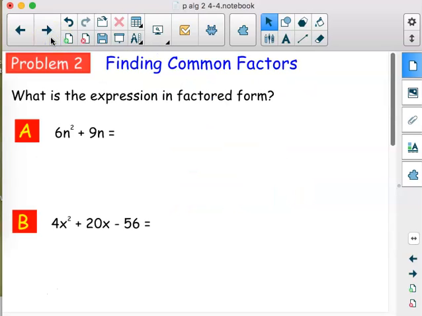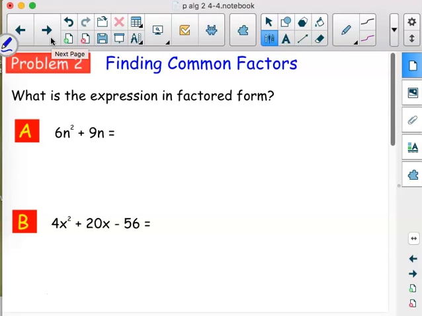Now, let's start looking at that first step that I mentioned. Our first step will always be, if we have a greatest common monomial factor, we need to take that out first. Our job is to factor this the best way possible, and factoring with smaller numbers is always the way to go. So, what is the expression in factored form?